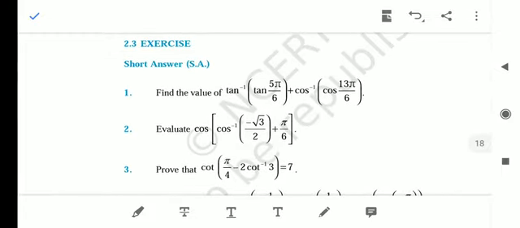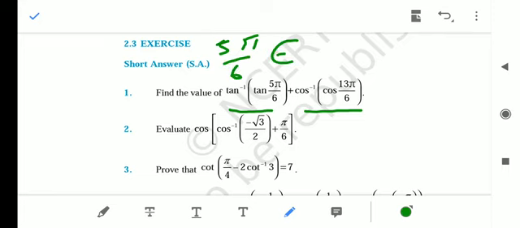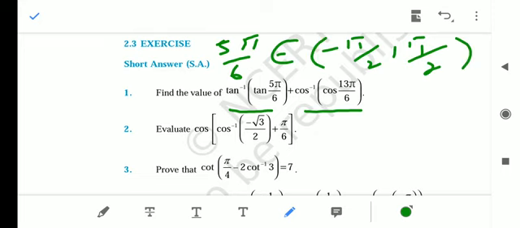Let us see the first question, that is tan inverse tan 5 pi by 6 plus cos inverse cos 13 pi by 6. If we look at the first step, tan inverse tan 5 pi by 6, its value is 5 pi by 6, but 5 pi by 6 doesn't belong to its range. And what is the range of this tan function? -pi by 2 to +pi by 2. So this is not belonging to this range, so this cannot be.